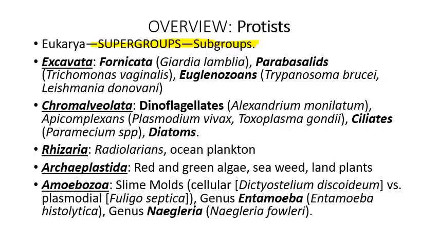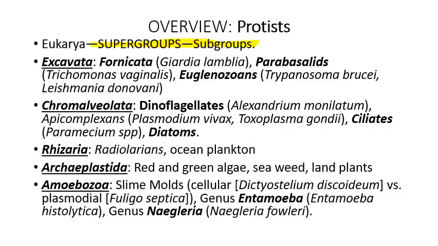So protists are considered to be the ancestors of humans. There's one of the supergroups that led to a subgroup and then a bunch of phyla within which the humans belong. So we'll talk about that. Okay, so these are the supergroups that we're going to discuss.